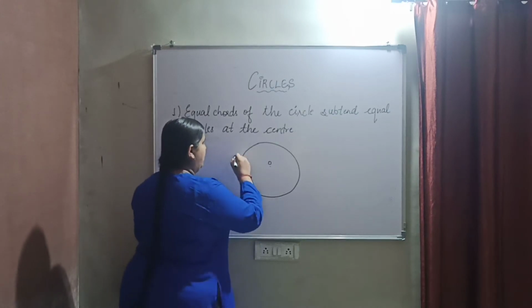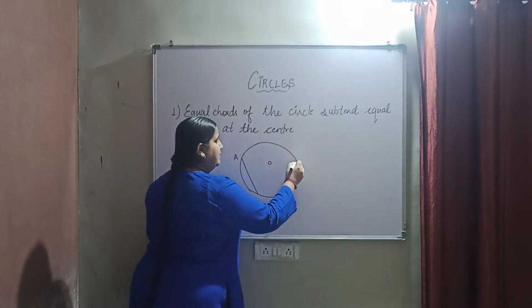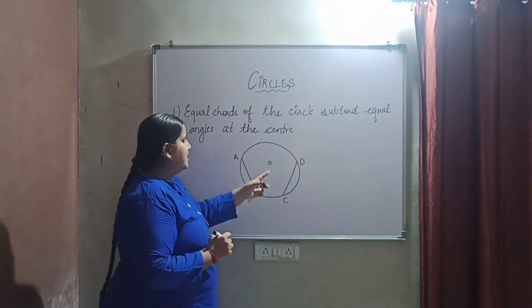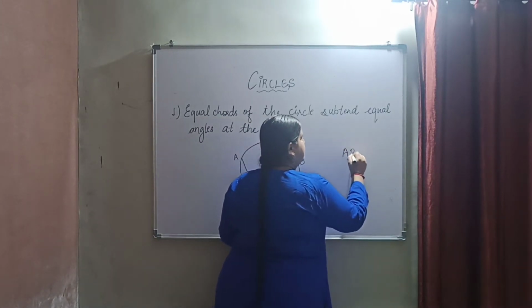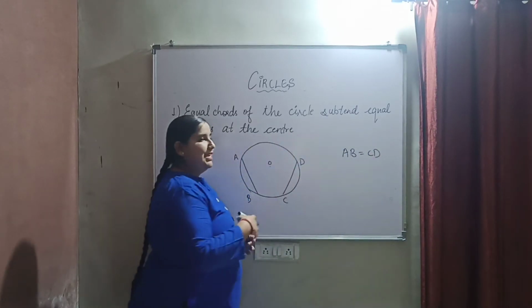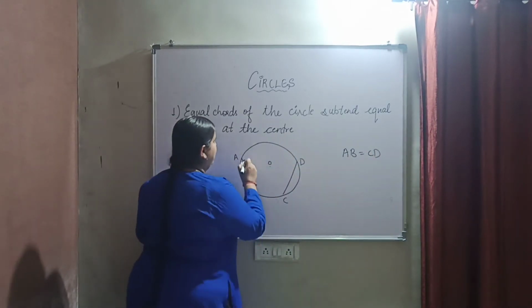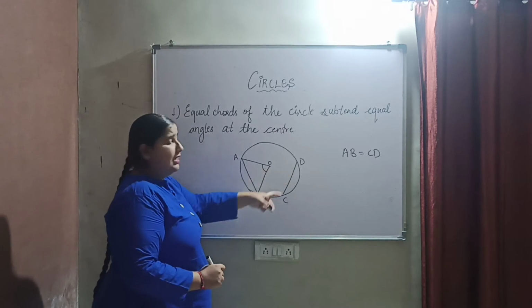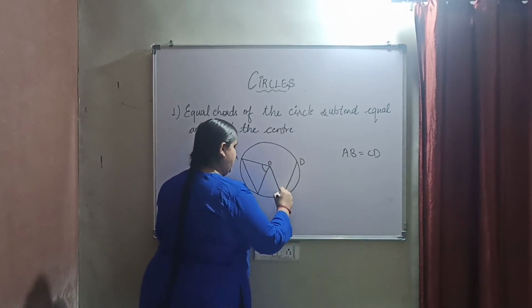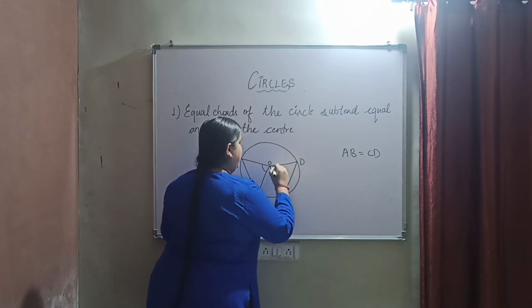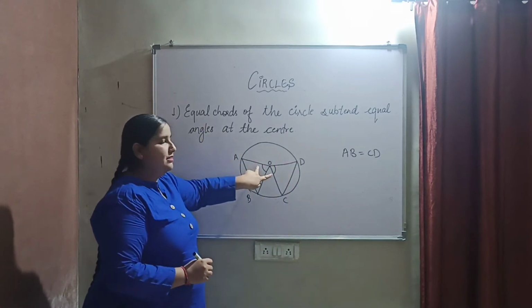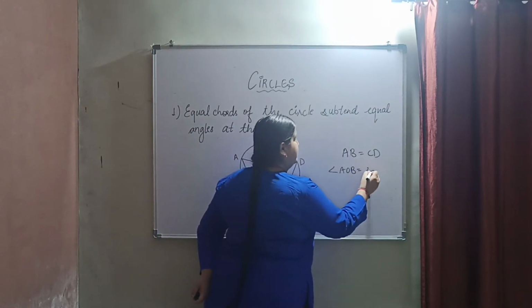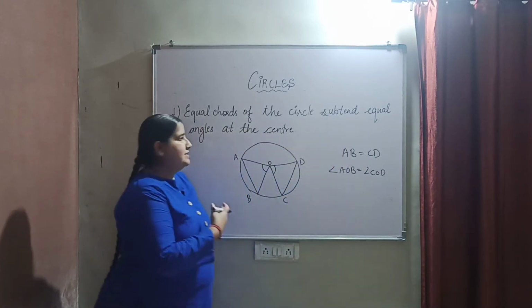That means I am having a chord AB and I am having another chord CD. Suppose these two chords are there and AB is equal to CD. It is given that AB is equal to CD. If these two chords subtend the angle at the center, suppose AB is subtending an angle AOB at the center and CD is subtending an angle COD at the center, then the theorem says that these two angles are equal. Angle AOB is equal to angle COD. This is the first theorem.